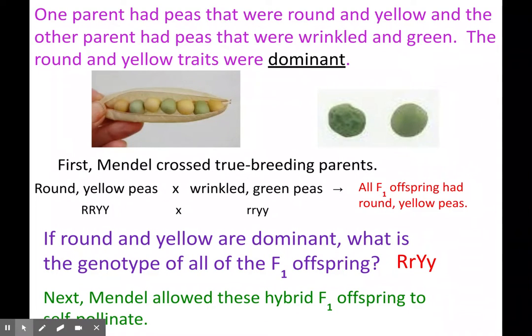So, here we're looking at round yellow peas and wrinkled green peas. And so we would look at two traits together. Instead of just having one set of alleles that you would be looking at, maybe the big R, little r, now we're going to actually look at two traits together.